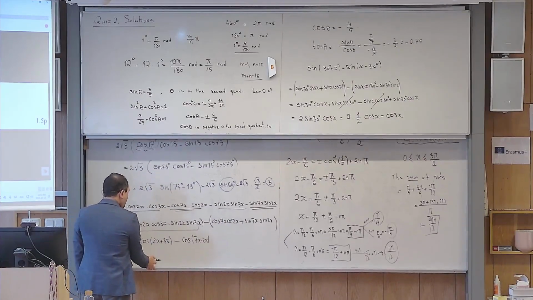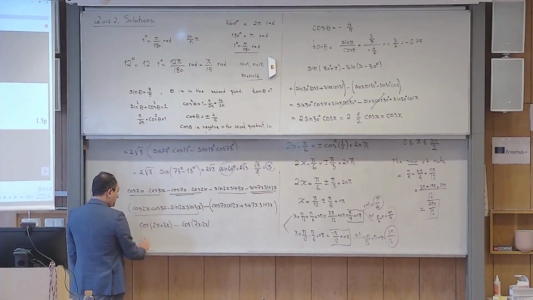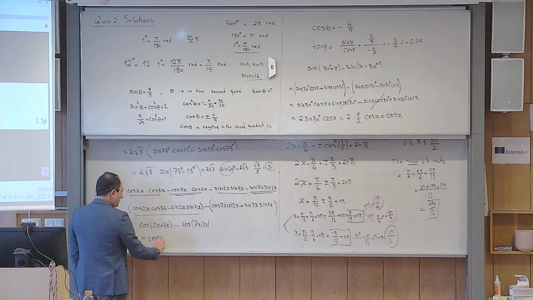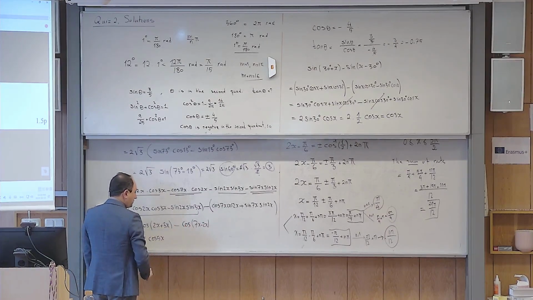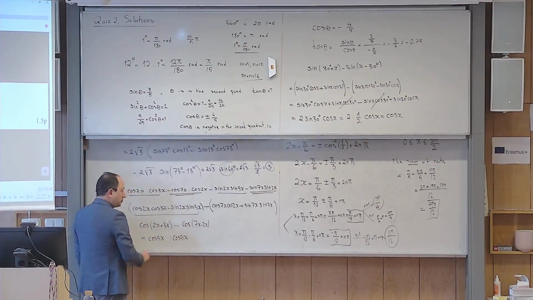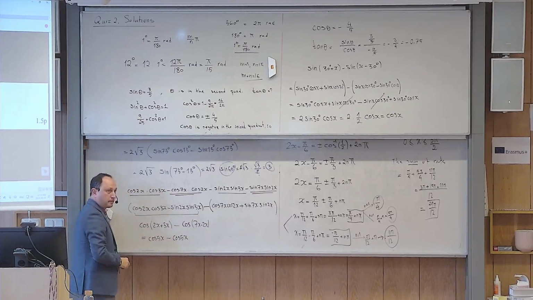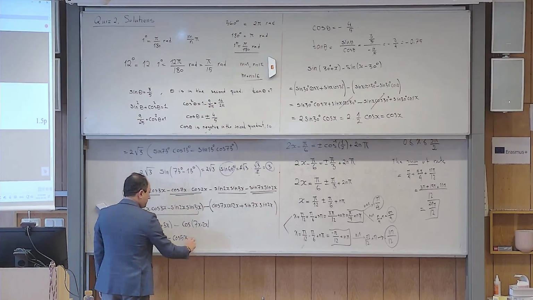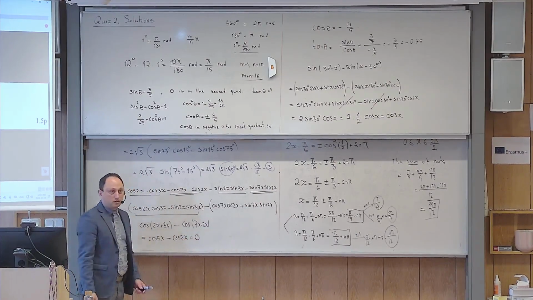But the good point is that, what is cosine of 2x plus 3x? 2x plus 3x is just simply 5x. What is 7x minus 2x? That's also 5x. And then there's a minus sign between them. So cosine 5x minus cosine 5x is actually 0.